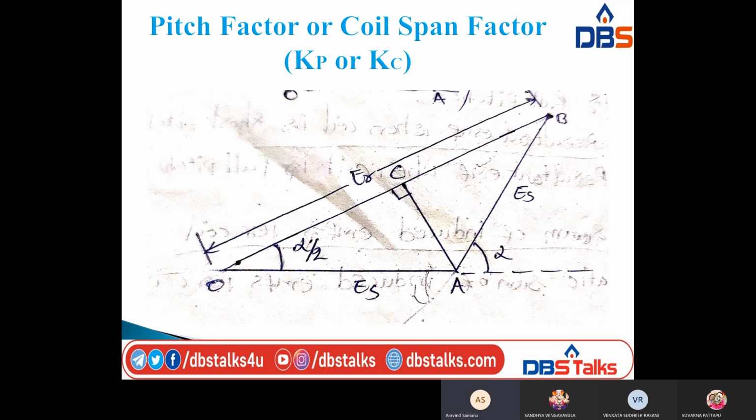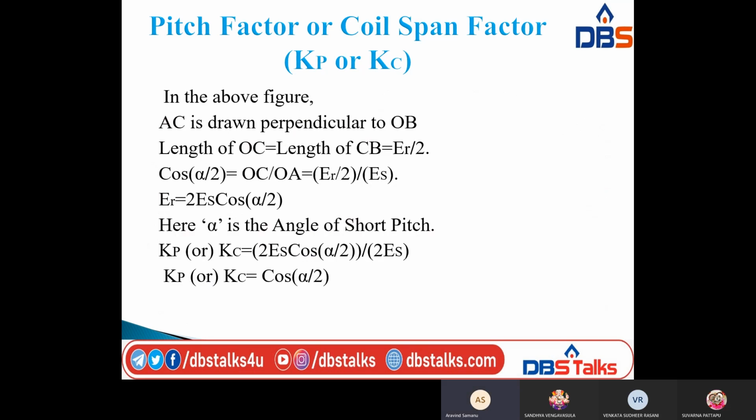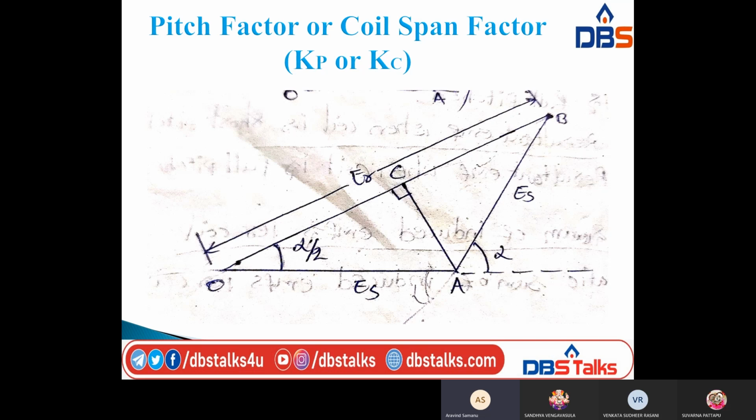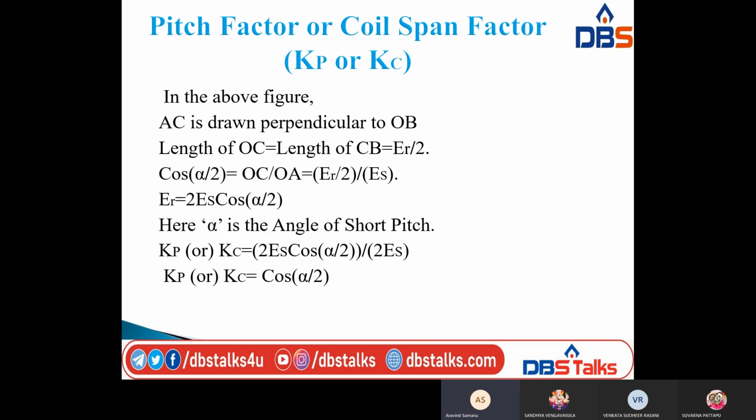So from this one I am writing this. Here AC is drawn perpendicular to OB, so the length of OC is equal to the length of CB. If you see this diagram, the length of OC is equal to the length of CB. So OC is equal to CB. Next, here we have the angle alpha by 2.